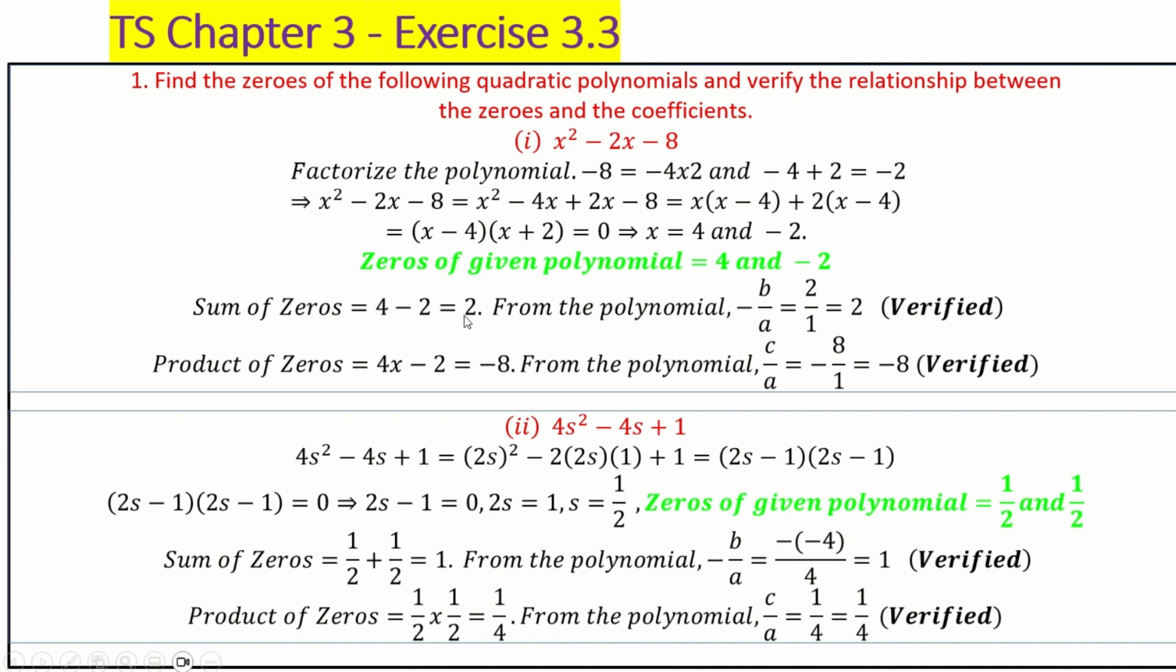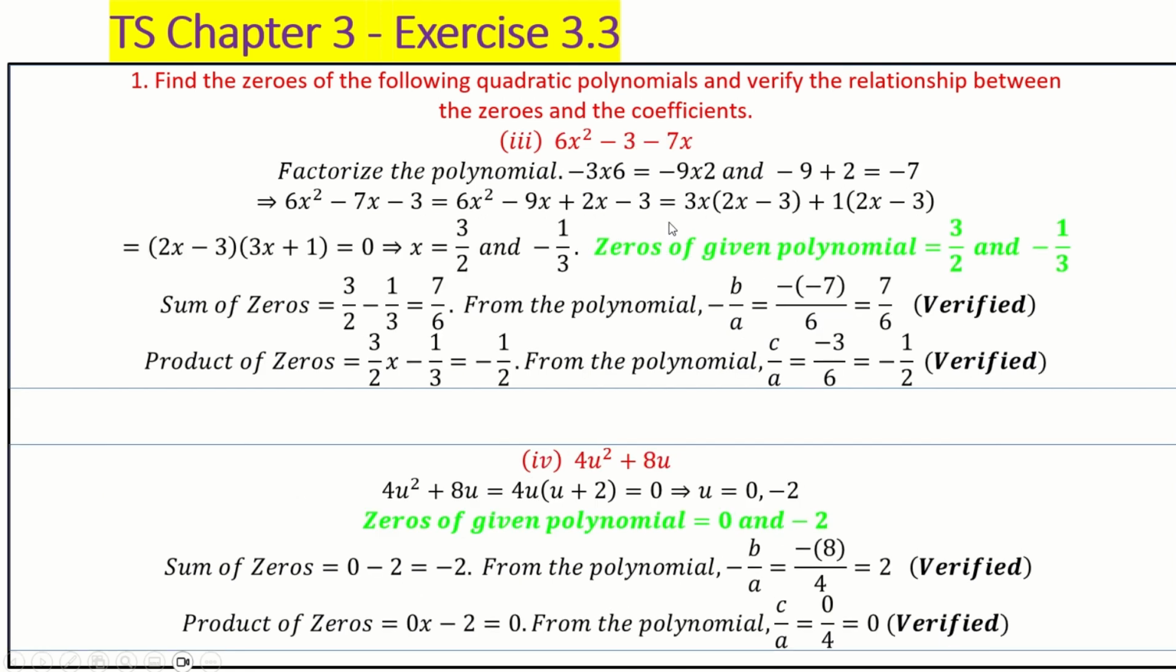Now sum of zeros is 4 minus 2, which is equal to 2, right? And from the given polynomial, minus b by a, that is minus of minus 2 by 1, which is 2, right? So this is verified. Similarly, product of zeros is 4 into minus 2, which is minus 8. And from the polynomial, it is c by a, that is minus 8 by 1, which is minus 8. So verified. Similarly, you have to do this for the other problems given. Just try it yourself. They are simple and you just follow the template here.